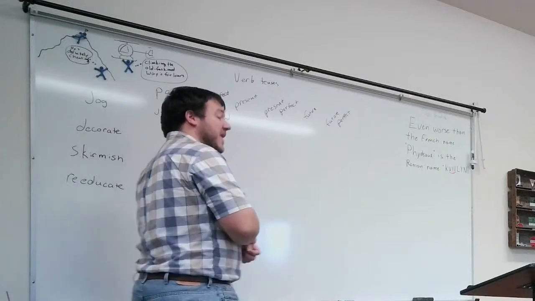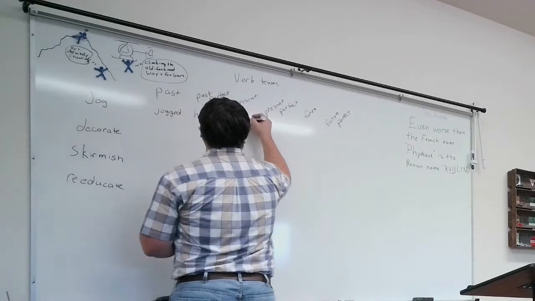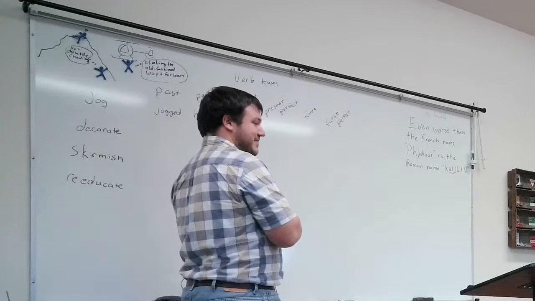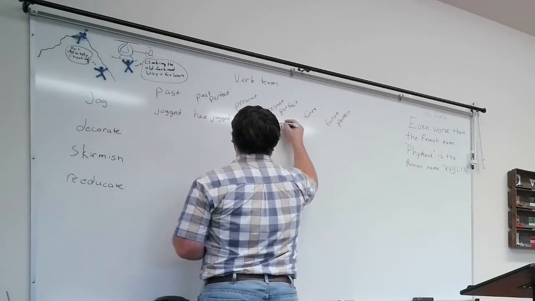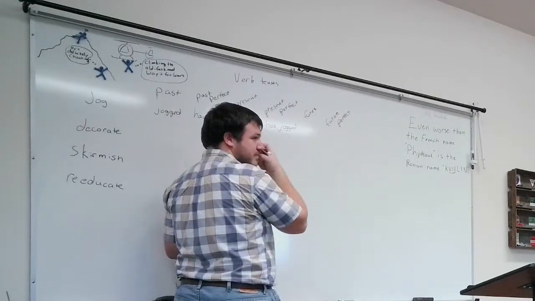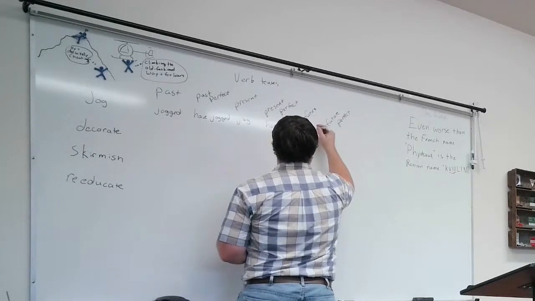Present: jog. Present perfect? Had jog. Future? Will jog. Yep. Will have jogged. Will jog and will have jogged.